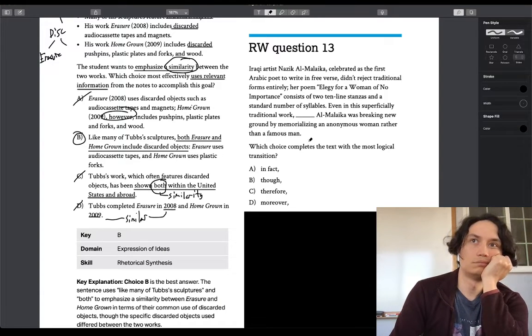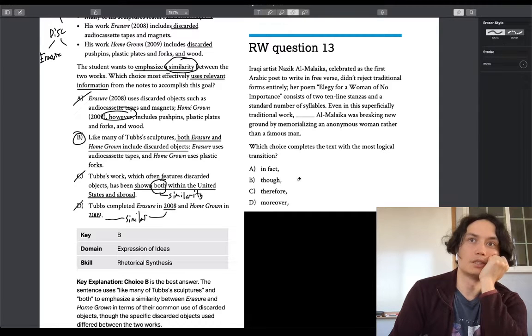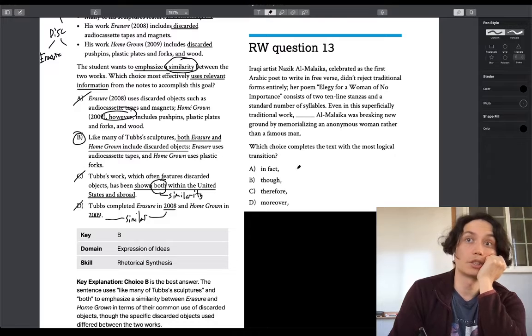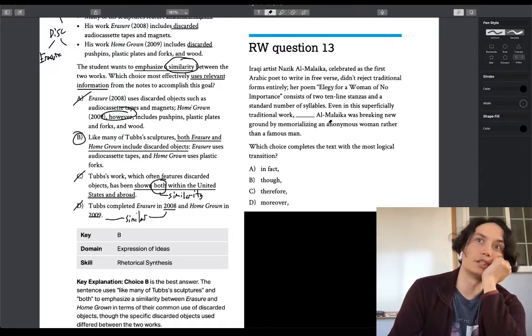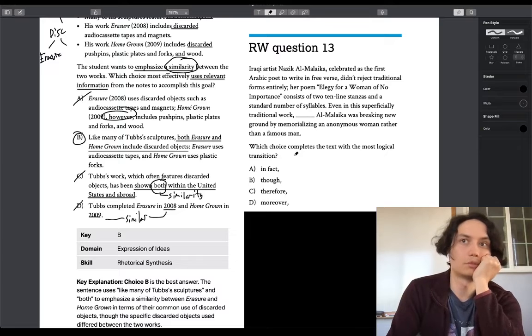Transition. This is just a transition question. This is the old SAT category that says introductions, conclusions, and transitions. This looks like one of those. So you're going to look at this idea, then look at this idea, and ask how they relate to each other. Choose a word that matches this.